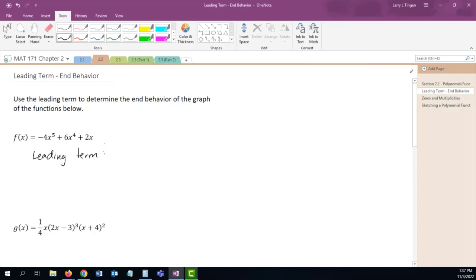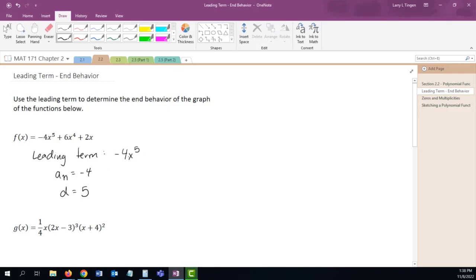In this one, it's written in standard form. All of them are separate, so the leading term here is negative 4x to the 5th. So the two things I need from you are, what's the leading coefficient, and what's the degree of the polynomial. The leading coefficient is negative 4. The degree of the polynomial is 5. All right, so the degree is odd, so it's going to be backwards: one end goes to positive, one goes to negative, and now I just have to figure out which one it is.